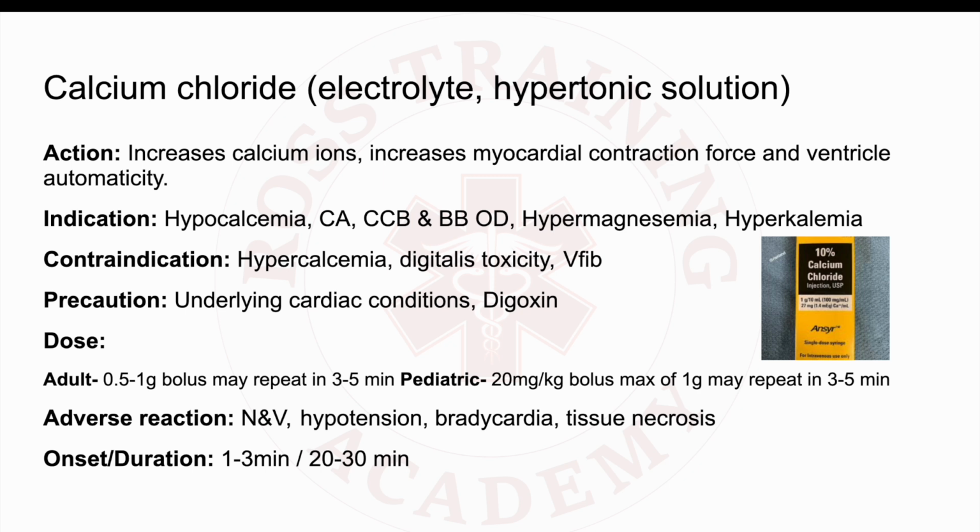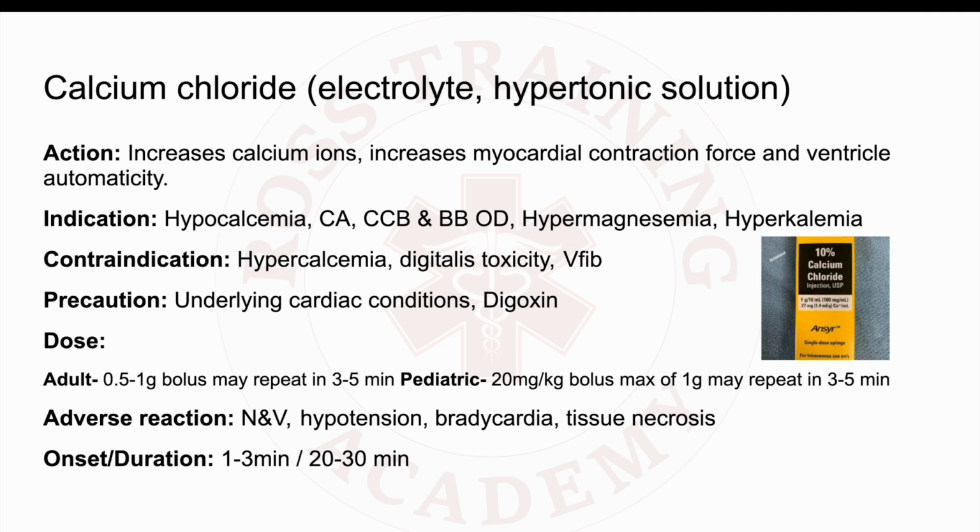Contraindications is going to be hypercalcemia, digitalis toxicity, and then VFib. Precautions, underlying cardiac conditions, and then digoxin. Your dose is going to be 0.5 to 1 gram bolus, and then you may repeat in 3 to 5 minutes. Typically, you'll just start at that 1 gram bolus for an adult. And then pediatrics is going to be 20 milligrams per kilogram bolus for a max of 1 gram, and then you can repeat in 3 to 5 minutes.